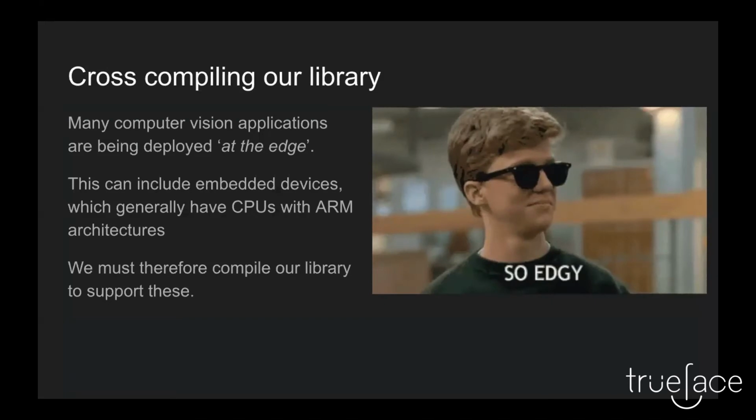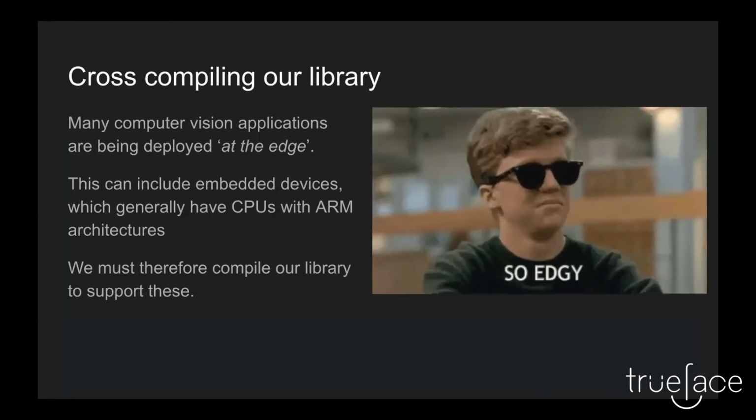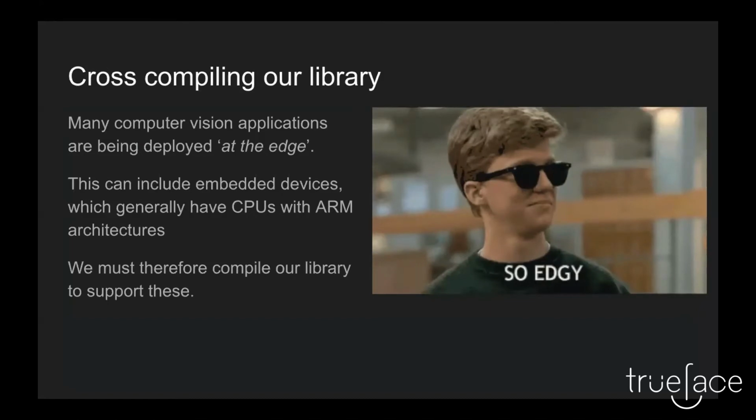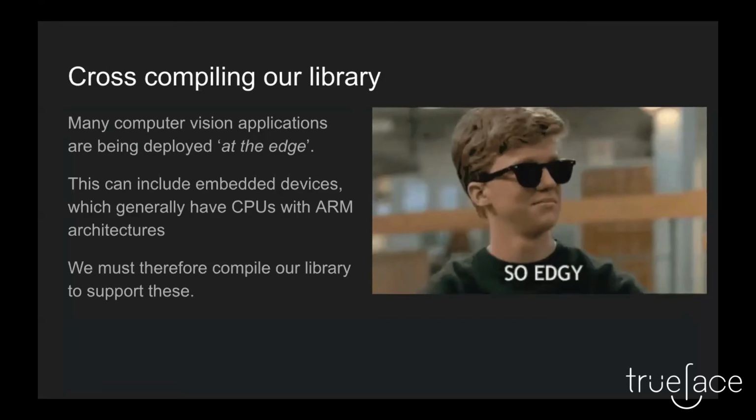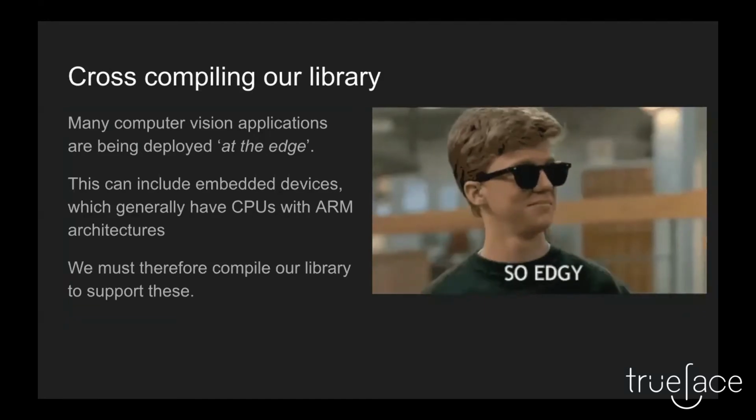So many computer vision applications are deployed at the edge. This includes the use of embedded devices, which generally have ARM CPUs. We must therefore compile our library to support these architectures if we want to support deploying at the edge.